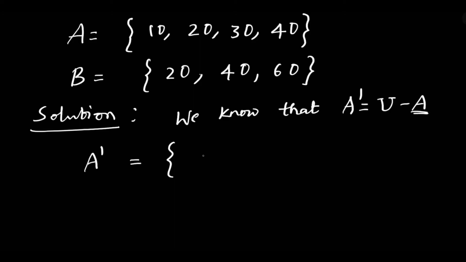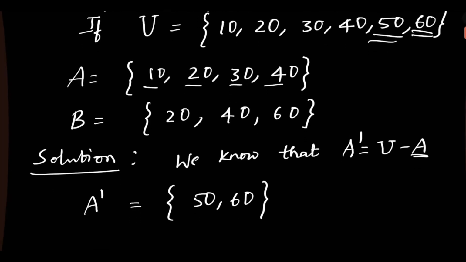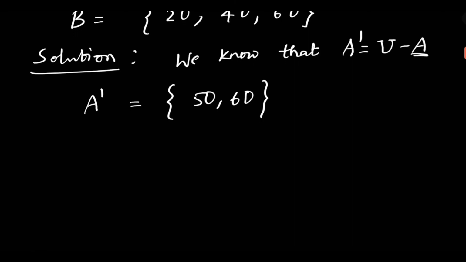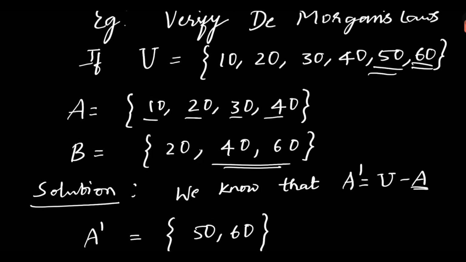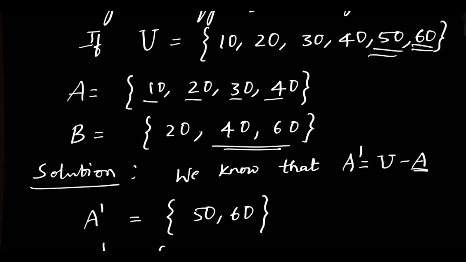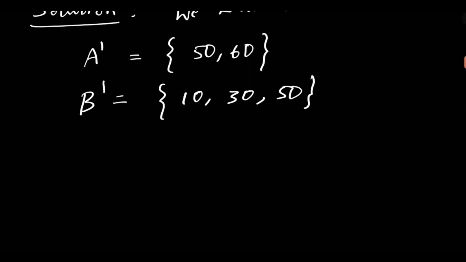What is that? 50 and 60. You can see here 10, 20, 30, 40. So 50 and 60 are the two which are not in A but in the universal set. You got A complement. Similarly, you can find B complement. What is B complement? Which is not in B but in the universal set. What is that? You have 20, 40 and 60. So 10, 30 and 50. This forms the complementary set for B.